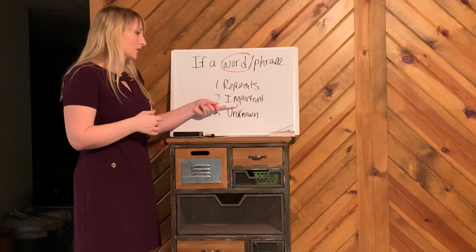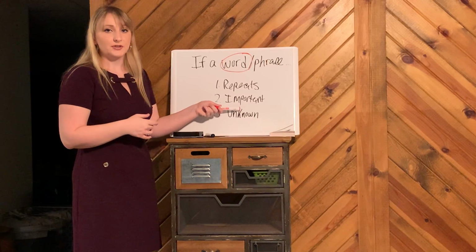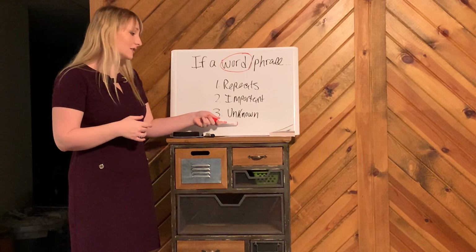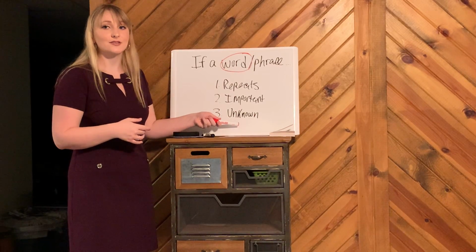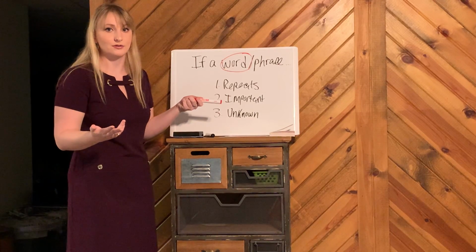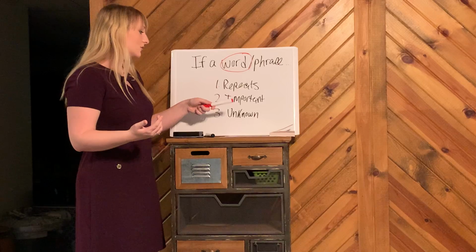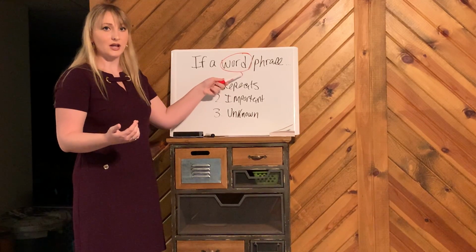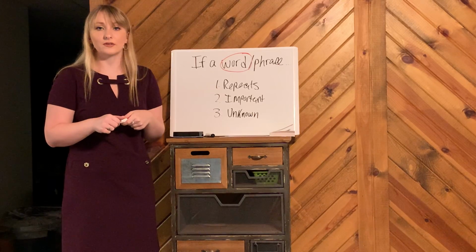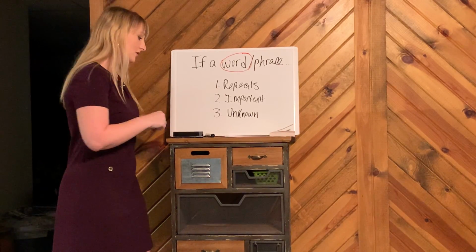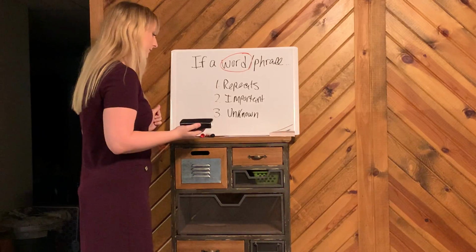If you think it's important, even if it doesn't repeat itself multiple times, circle it. If you don't know what it means, circle it, because you can look it up later on. Or you can ask me and I can try and answer it for you as well. But if you don't know what it is, or it repeats itself, or seems important, circle the word or phrase, because it could be important later on to the plot or the theme or what's going on between characters.